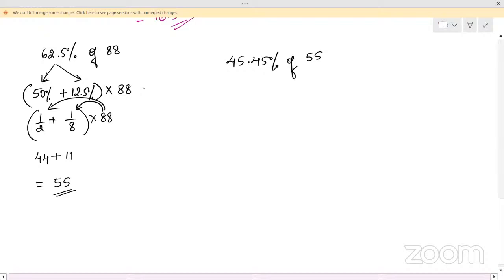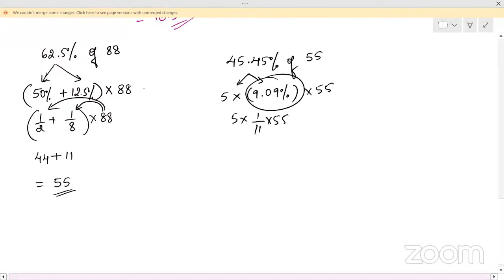Shall I give you a hint? This can be written as 5 into what? 9.09, right? But you surely know what 9.09 percentage is as a fraction? 1 by 11. Exactly. See, once you get this thing, everything becomes a piece of cake. Correct.